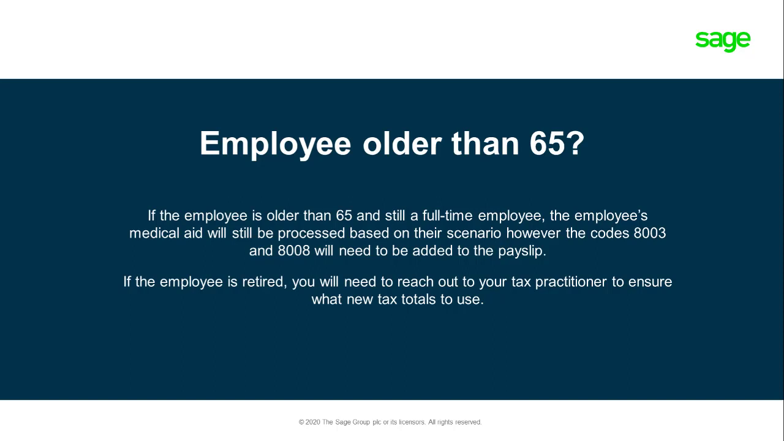If an employee turns 65 and they are still fully employed, you will process the code based on the employee's situation along with the codes 8000, 8002, 8003 and 8008. If the employee is retired, please reach out to your tax practitioner to find out which tax totals need to be used.